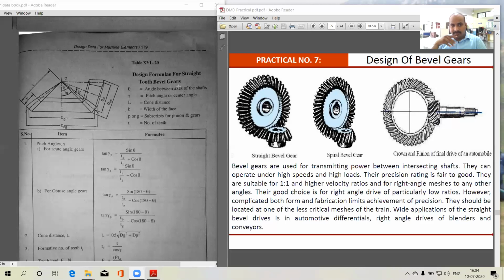but the main angle is pitch angle, or it is also called the center angle. What is pitch angle? It is the angle between the axis of the shaft and the axis of the tooth of the gear. When pitch angle is less than 90, it is called an external bevel gear. When pitch angle is equal to 90, it is called a crown gear. And when pitch angle of the gear is more than 90, it is called an internal bevel gear.